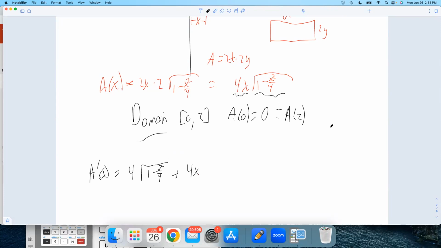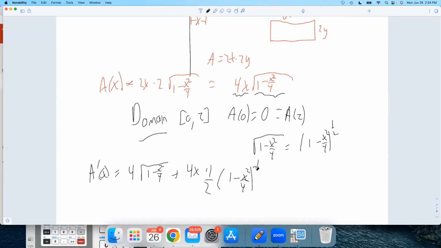Now I got to take the derivative of this guy. So we want to think square root of 1 minus x squared over 4. Think of that as 1 minus x squared over 4 to the 1/2 power. So the 1/2 will come down. Leave the inside alone.